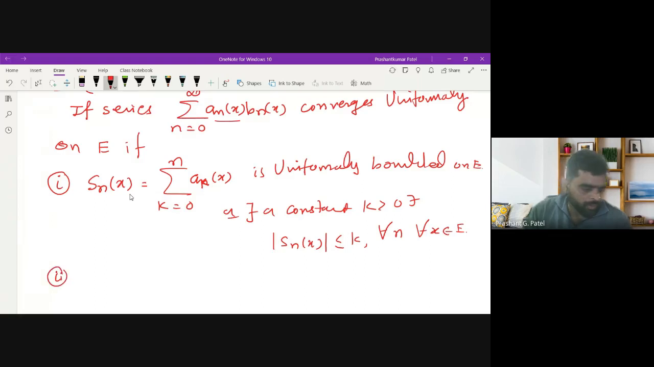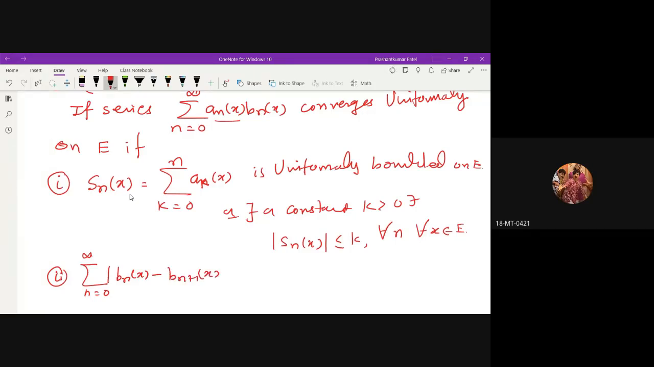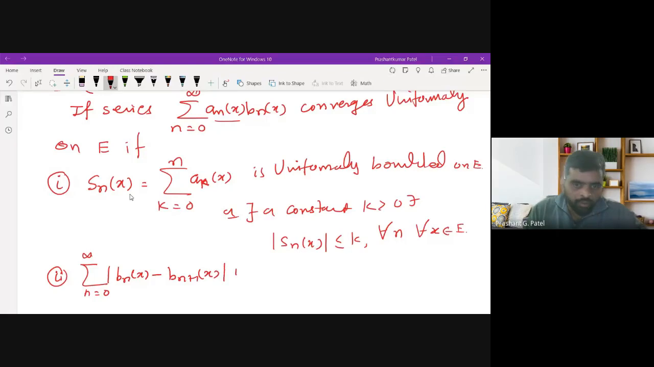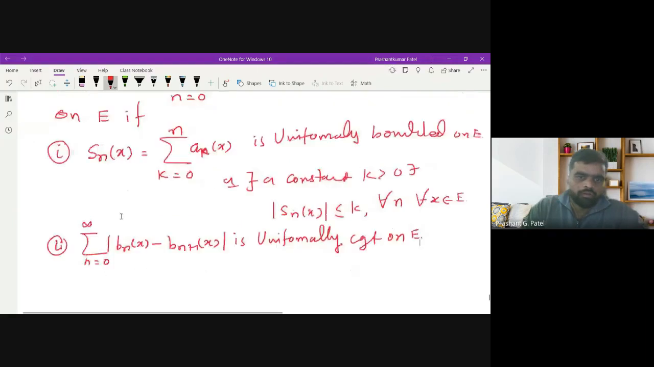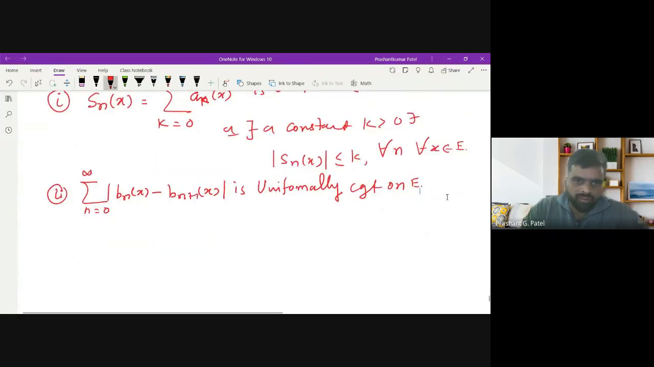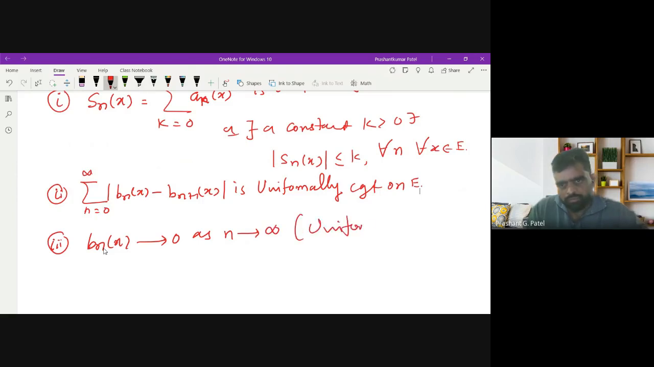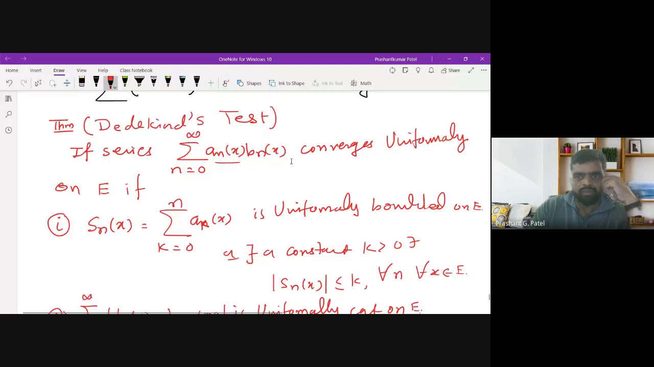The second one is that the series of bn, n running from 0 to infinity, is uniformly convergent on E. And the third thing you need to check is that bn of x tends to 0 as n tends to infinity uniformly on E. Then the series summation of an into bn is uniformly convergent. This is known as the Dedekind test.